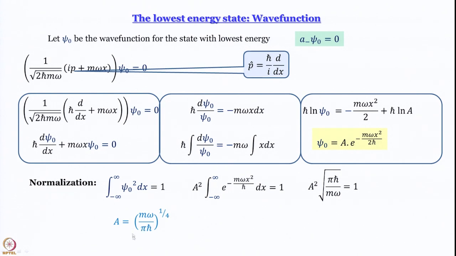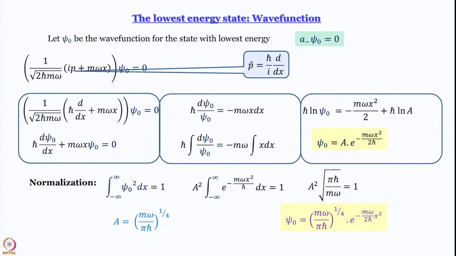So, A is there, now we can say that we have found the wave function psi 0 and it is m omega by pi h cross raised to the power 1 by 4 multiplied by e to the power minus m omega by 2 h cross x square. What kind of a function is this? Gaussian function. So, if you remember the diagram I had shown you at the beginning of this module, the lowest energy wave function was Gaussian, right? This is it. So, we have been able to work out the wave function of the lowest energy state, right.